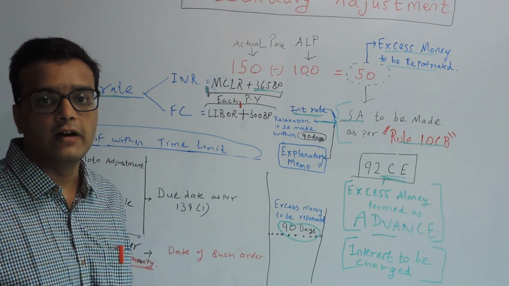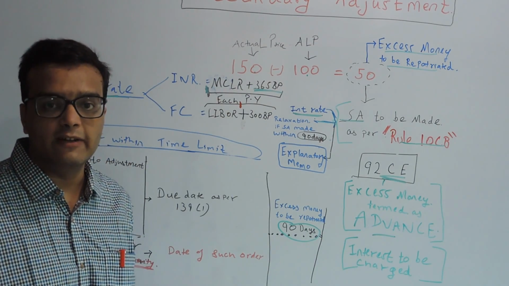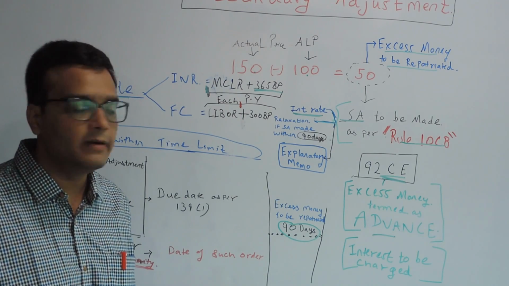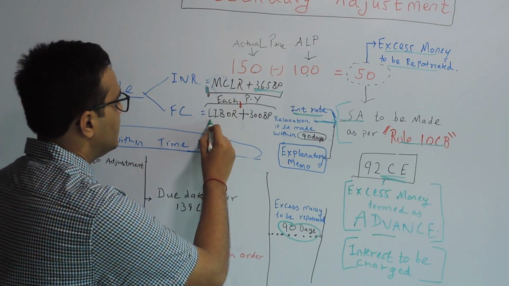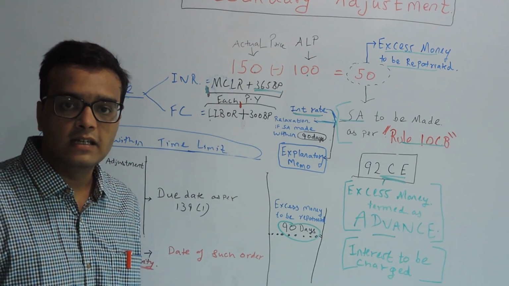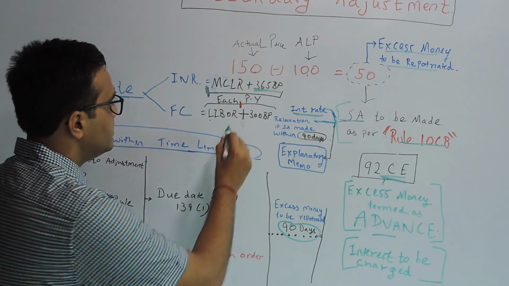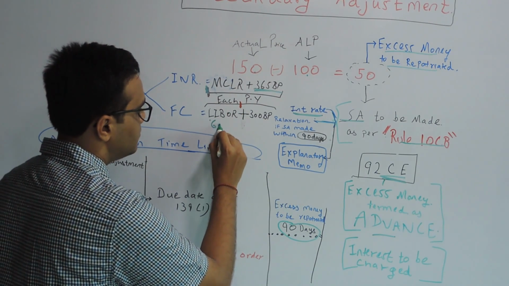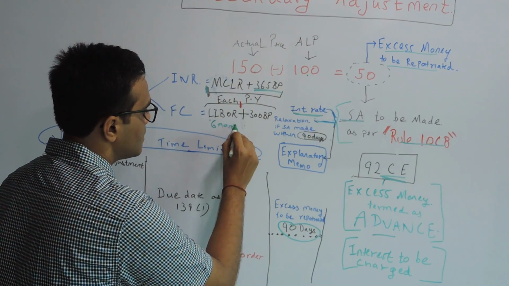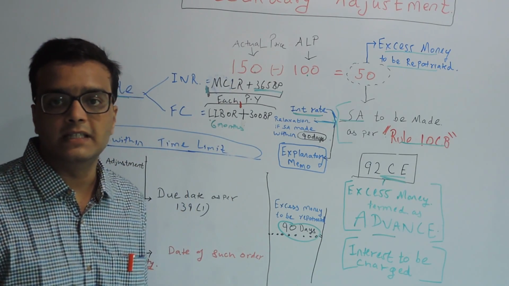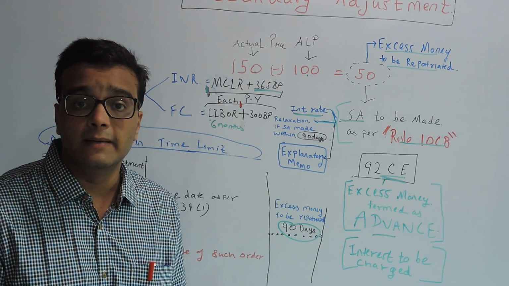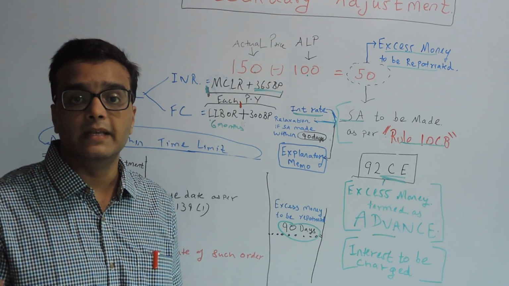First date of the relevant previous year. That is the 1st April of the relevant previous year. Now, if it is in foreign currency, then it will be 6 months LIBOR plus 300 basis points.